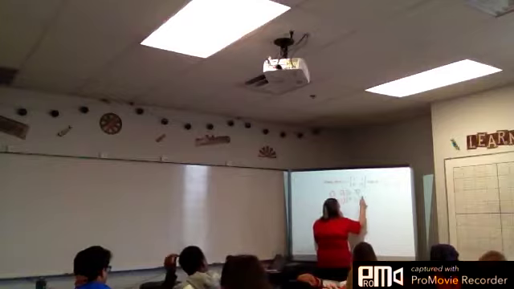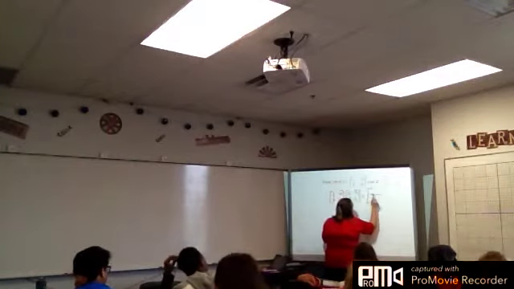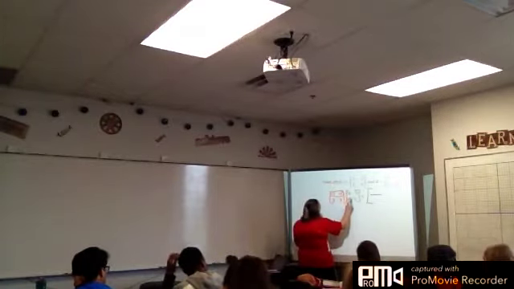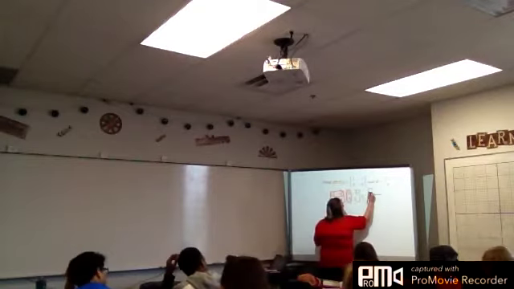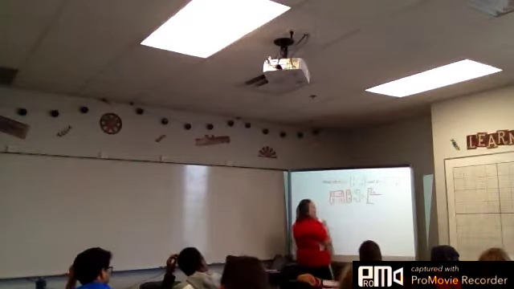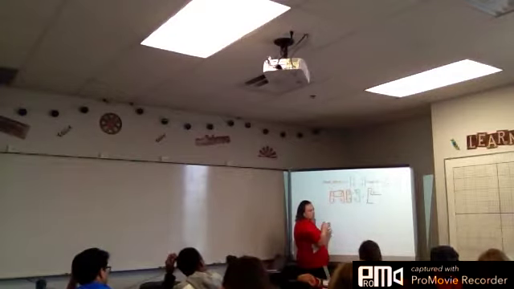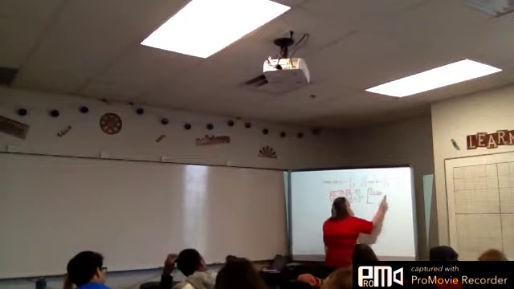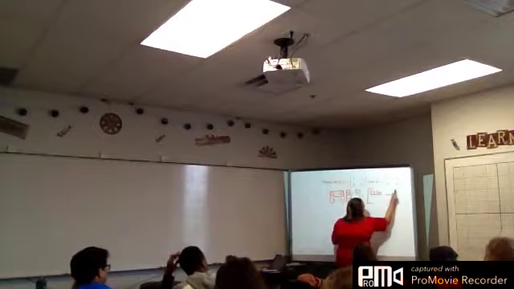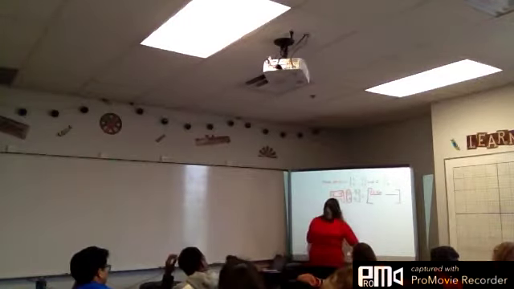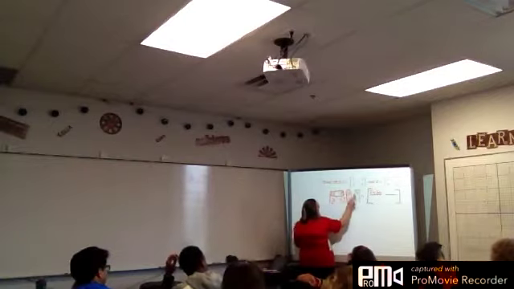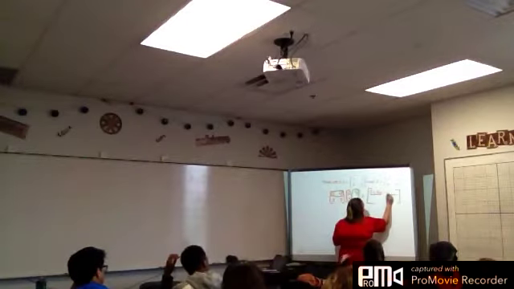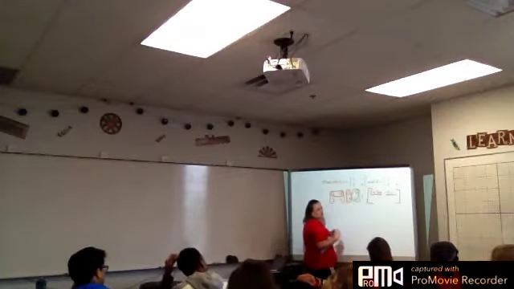To get this first spot right here, I need to multiply this row by this column. 1 times 5 plus 4 times 9, which is 36. To get this part right here, I have to multiply this row by this column. What's 1 times -7? Plus 4 times 6, 24.